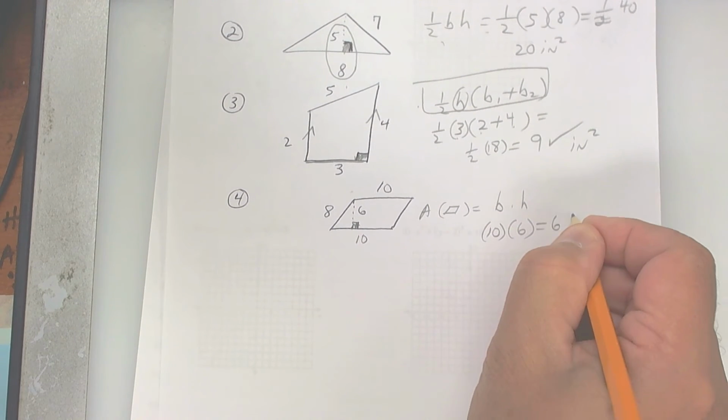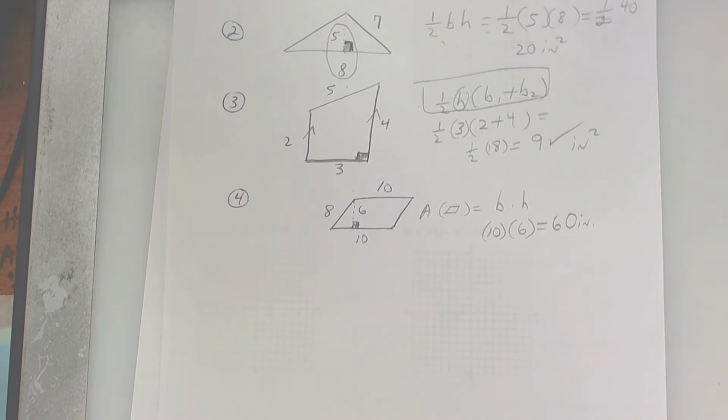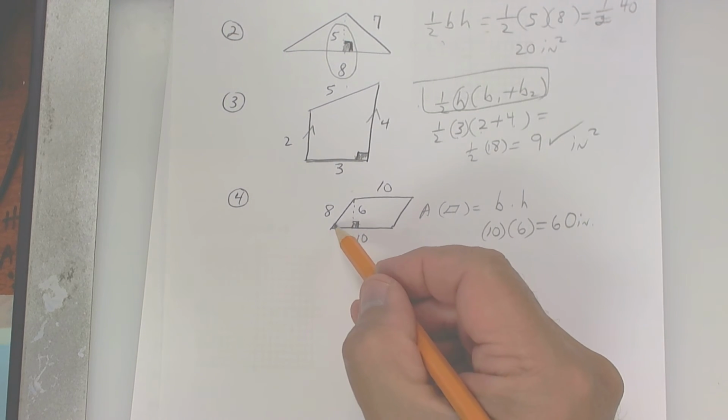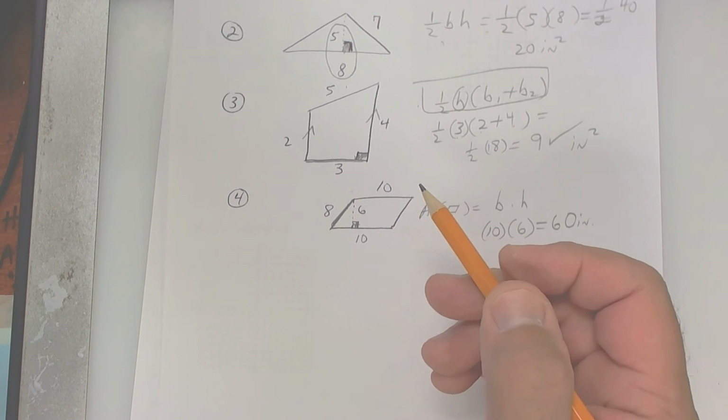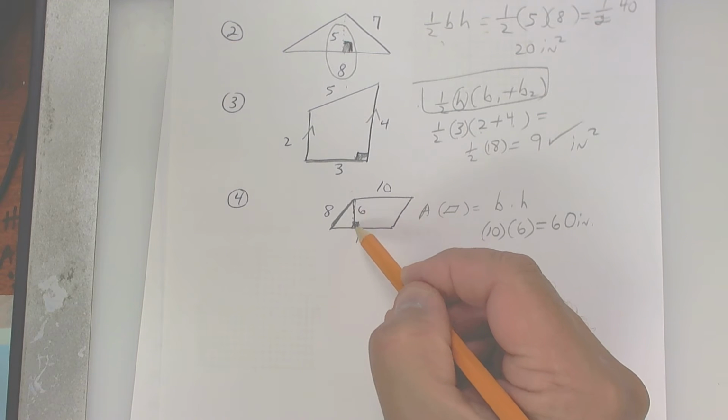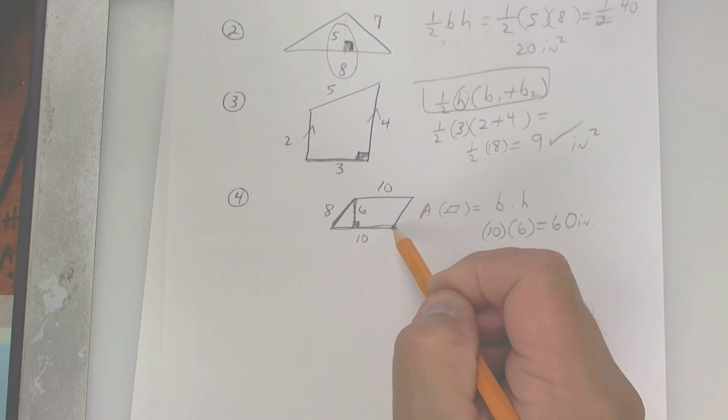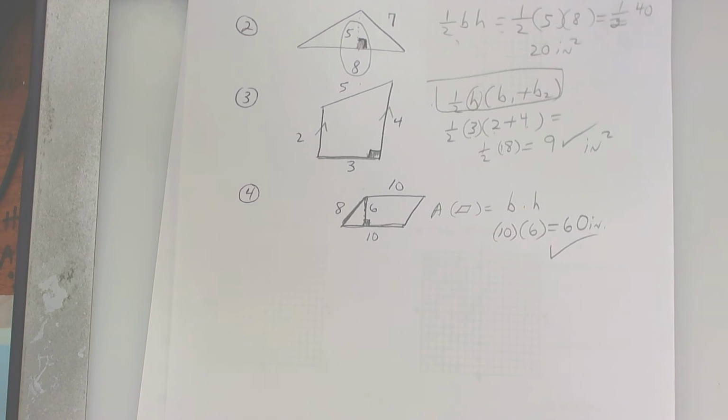Don't miss this one. Okay, be careful with that one. You don't want to use a slant. Okay, you want to use the height times the base. That's it. It's like a rectangle.